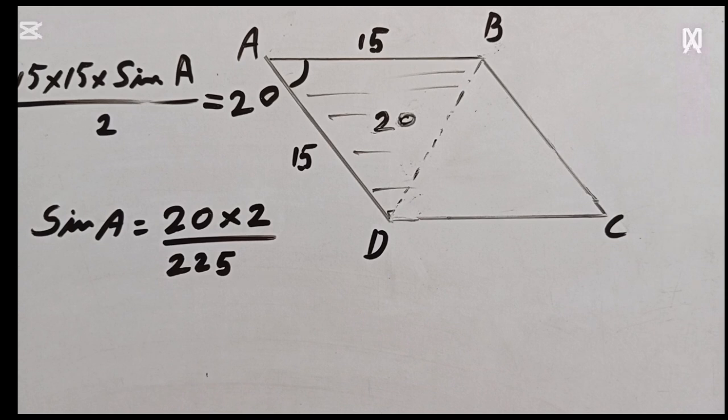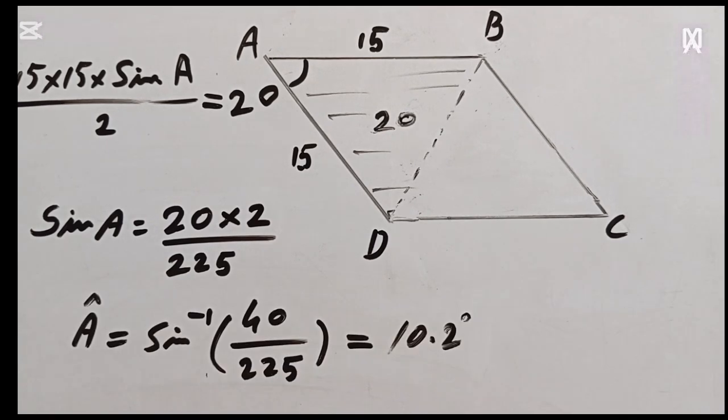Now sine A equal to 20 multiplied by 2 by 225. Now find out this angle A taking sine inverse both the sides. This way angle A equal to 10.2 degree.